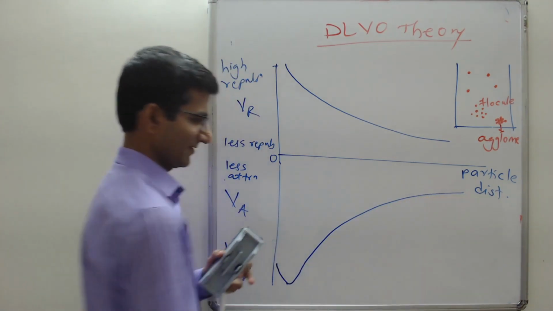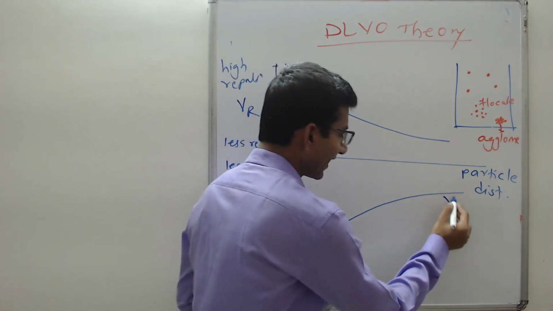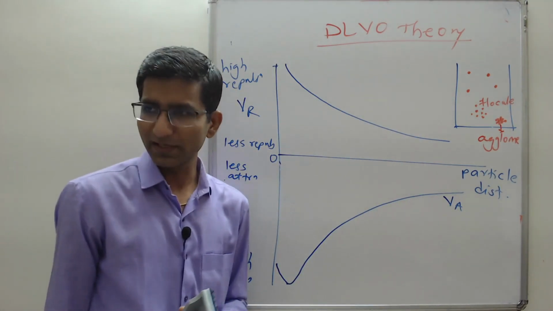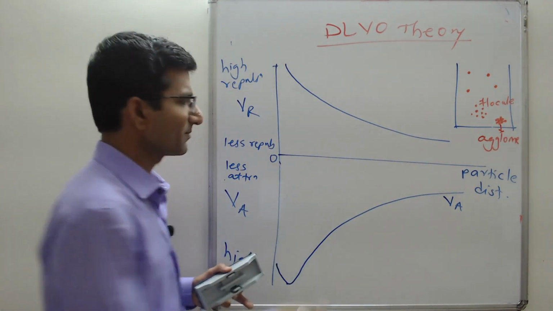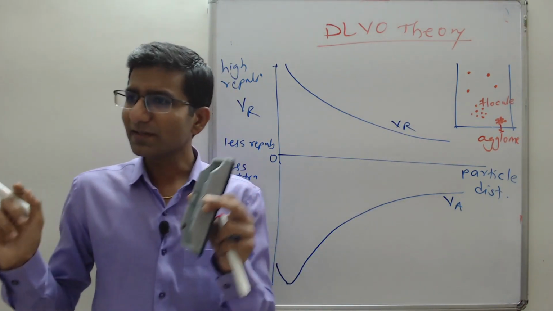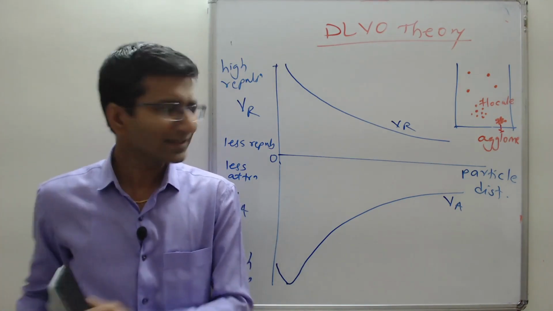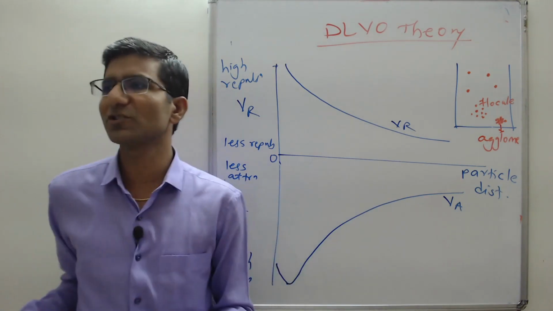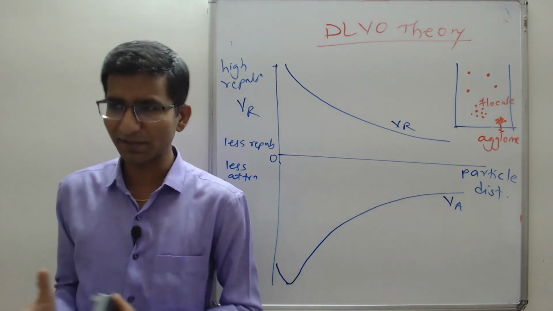So this is the case when only attraction occurs between particles. There is no repulsion. It depends on the chemical nature of the system. And this is VR. Now, actually, the condition that practically occurs is that in any dispersed system, usually only repulsion or only attraction is not possible. There is a combination of attraction and repulsion.